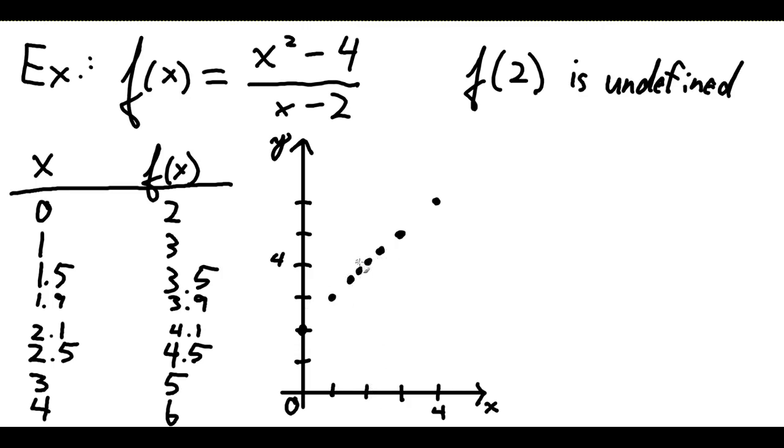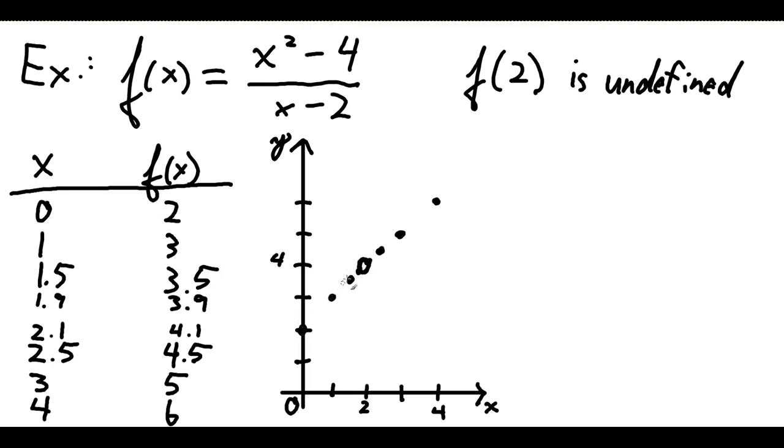These numbers seem to really be closing in on this spot right here. When x equals 2, the function is undefined. But when x gets very close to 2, the function seems to get very close to 4, right? The function value.